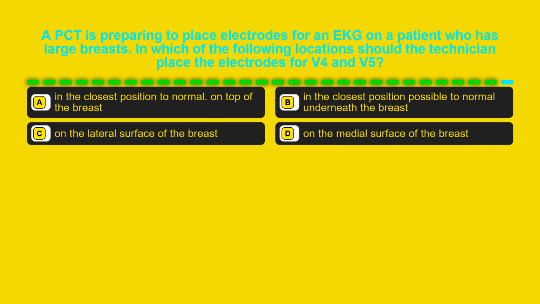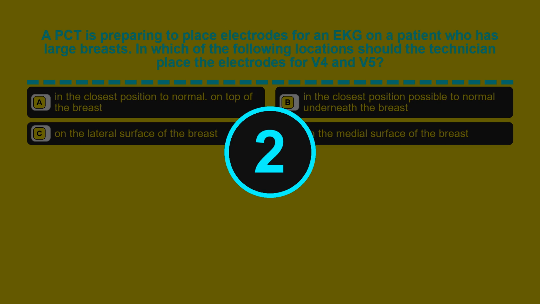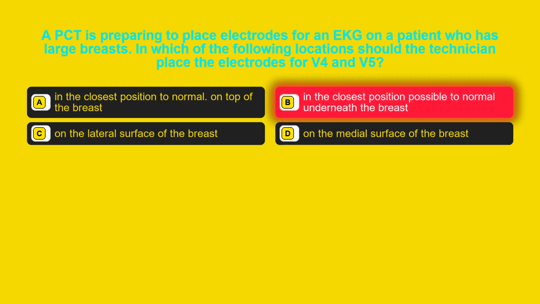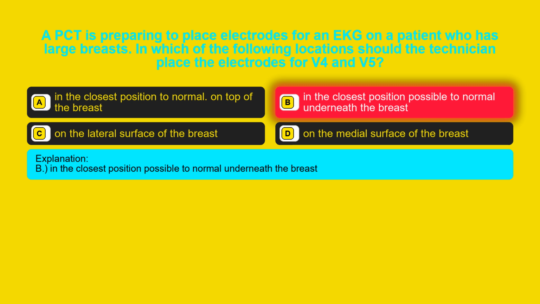Question 41. A PCT is preparing to place electrodes for an EKG on a patient who has large breasts. In which of the following locations should the technician place the electrodes for V4 and V5? Option A. In the closest position to normal, on top of the breast. Option B. In the closest position possible to normal underneath the breast. Option C. On the lateral surface of the breast. Option D. On the medial surface of the breast. The correct answer is option B. In the closest position possible to normal underneath the breast. B. In the closest position possible to normal underneath the breast.